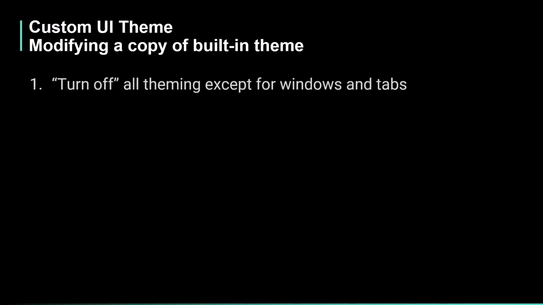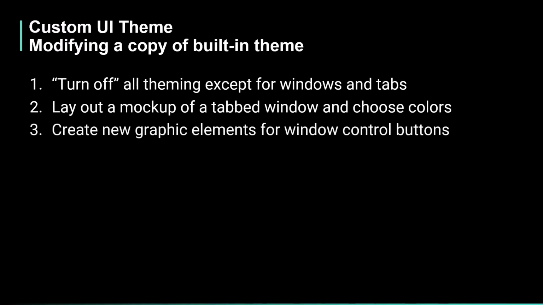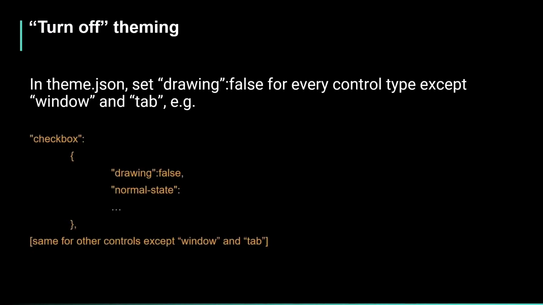Three easy steps. Turn off all theming except for windows and tabs. Lay out a mock-up of a tabbed window in order to pick the colors. And create new graphic elements for the window control buttons. To turn off theming, edit theme.json and set the drawing property to false for every control type except window and tab. And here's an example for the checkbox control.